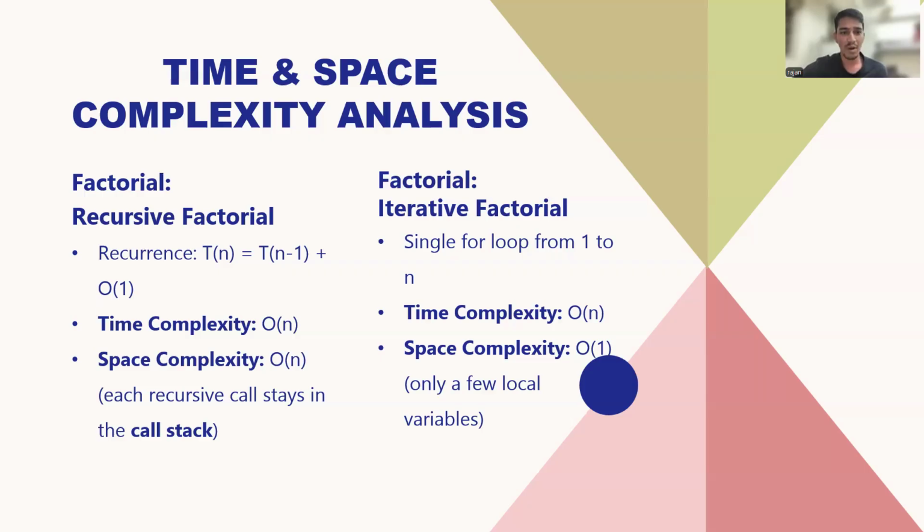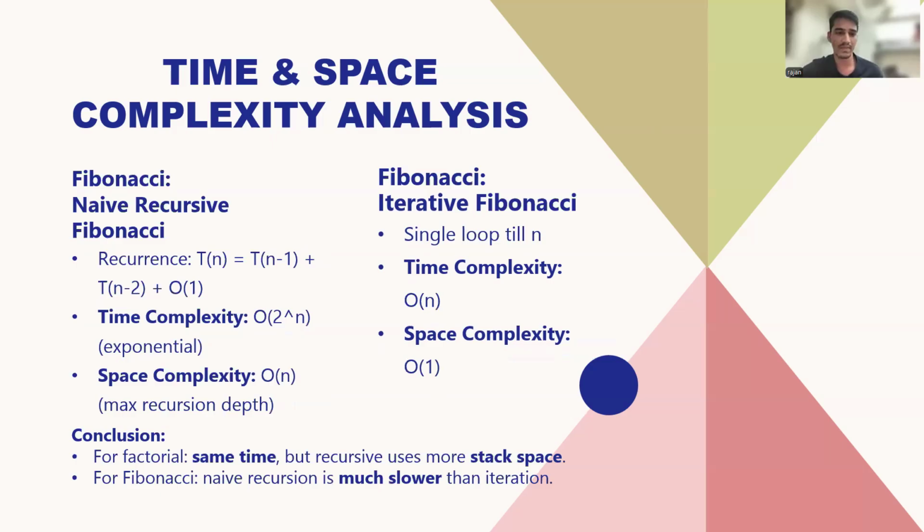So the time complexity will be O(n), and the space complexity will be O(n), because it is using the call stack, approximately n times. Now comes the iterative factorial. The loop runs from 1 to n, nearly n times. So the time complexity will again be O(n), and no call stack is used in this iterative factorial. So the space complexity will be simply constant, that is O(1). Next slide.